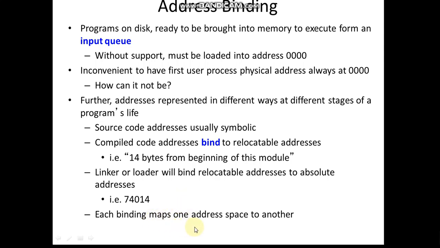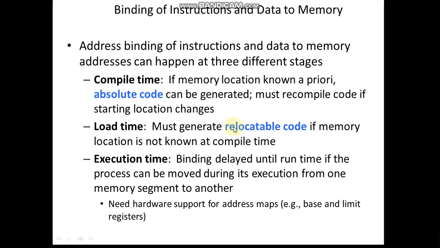So each binding maps one address space into another. Binding of addresses to instructions and data happens at three different stages. One is at compile time, one more is at load time, and another one is execution time. If the memory location is known well in advance, absolute code can be generated, and you must recompile the code if the starting location changes.